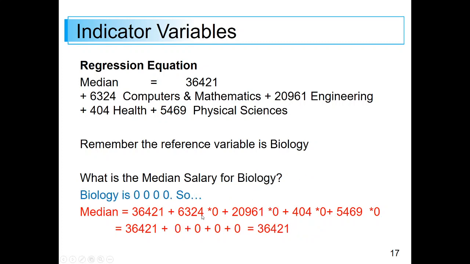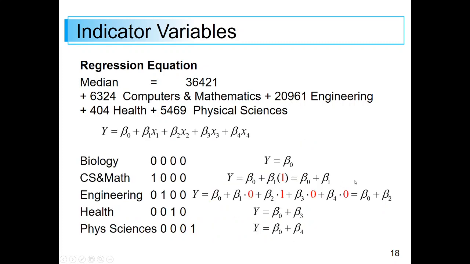But what about for our reference variable? Well, it's all zeros, so you put zeros in all the other ones, and we get the 36,421 value. So let's see how this would look for the indicator variables. We would have the equation y equals beta naught plus beta 1 x1, beta 2 x2, beta 3 x3, and beta 4 x4. For biology, we put zeros in for x1, x2, x3, and x4, and we get y equals beta naught.